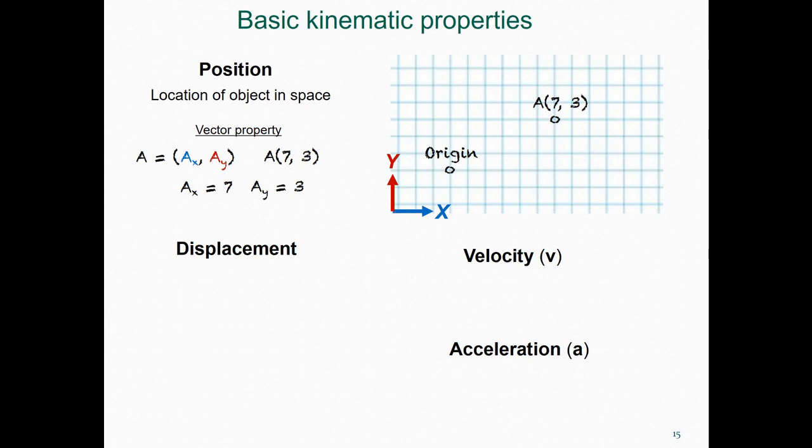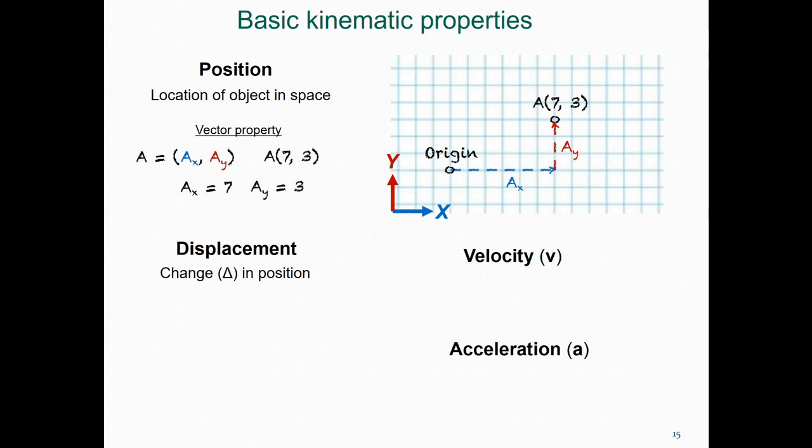Position is a vector property in that it is characterized by both magnitudes and directions in space. We can define a position with vector coordinates. Here we see the position of point A being defined using coordinates AX and AY. AX gives us the direction and magnitude that we need to move in the x-axis, and AY does the same for the y-axis. So the blue line is moving us along the x-axis, and the red line is moving us along the y-axis.